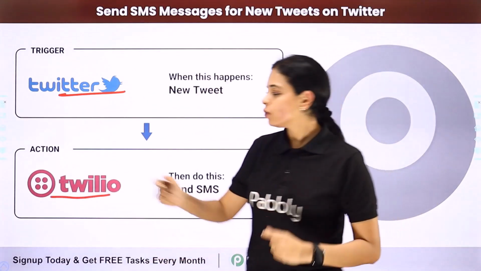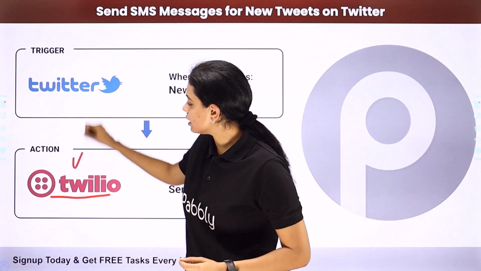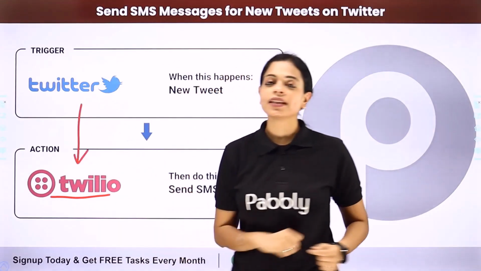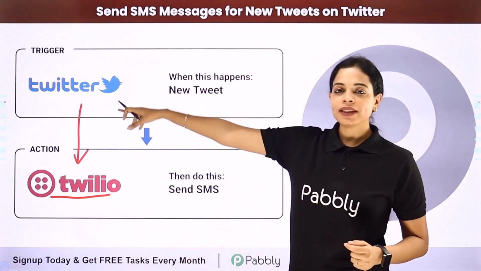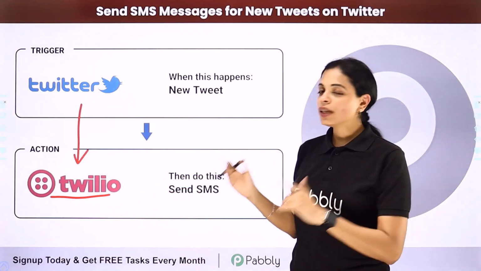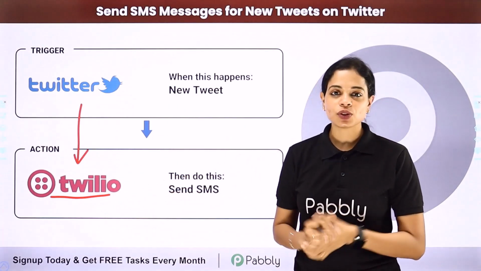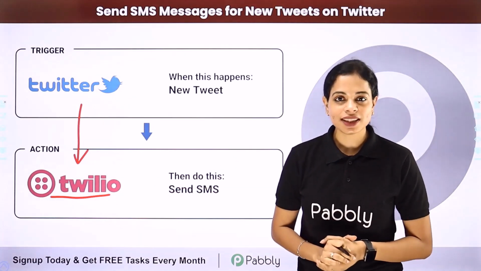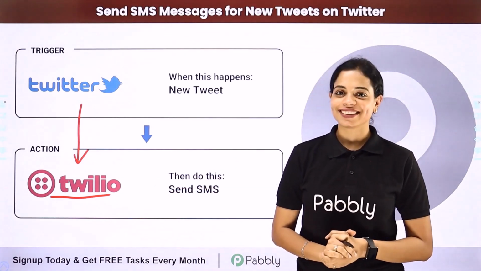Now, to do this, you will have to integrate the two applications, and the same thing can be done using Pabbly Connect software. Here your trigger application would be Twitter and your action application would be Twilio. Now, how can you do this yourself? Integrate and automate this entire process. To understand that, let me take you to my screen.